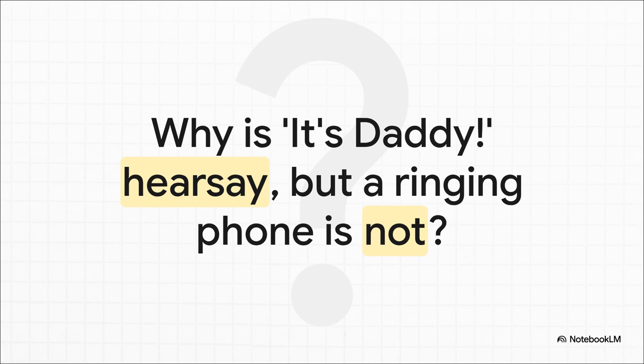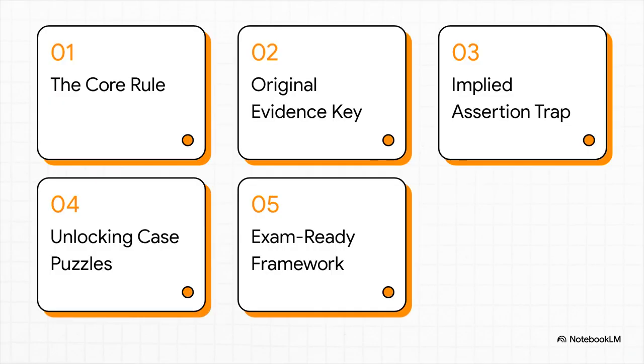Well, this is exactly the kind of knot the examiners want you to untangle. And by the end of our session today, you'll see the logic behind it all. And here's our game plan to get you there. First, we'll nail down the core rule, the absolute bedrock. Then, we'll find the secret door called original evidence. After that, we dive into the really tricky part, the implied assertions trap. We'll break down the key cases you absolutely have to know. And then we'll wrap it all up in a simple, practical framework you can take straight into the exam hall.